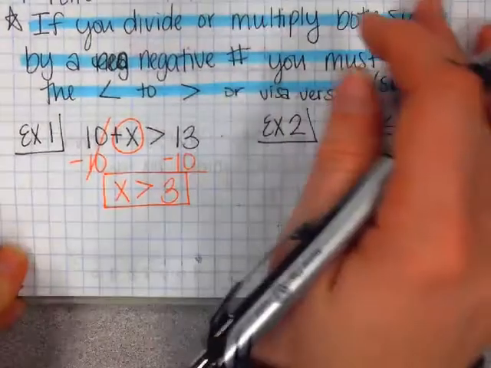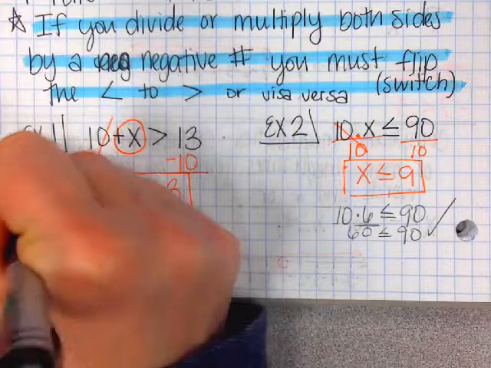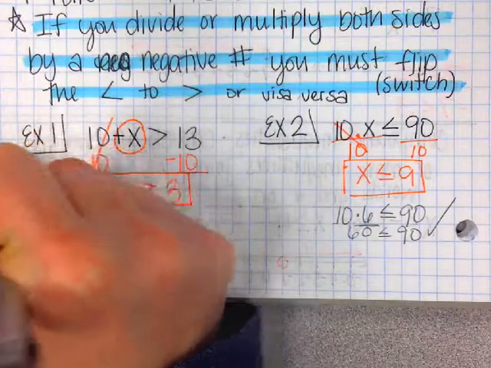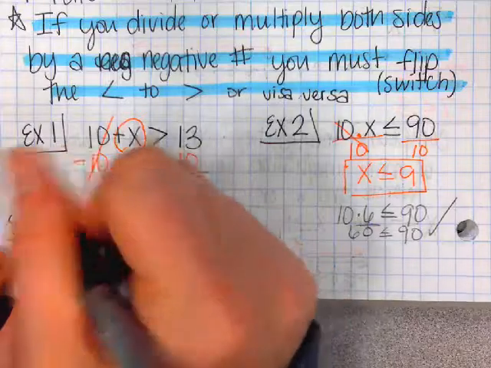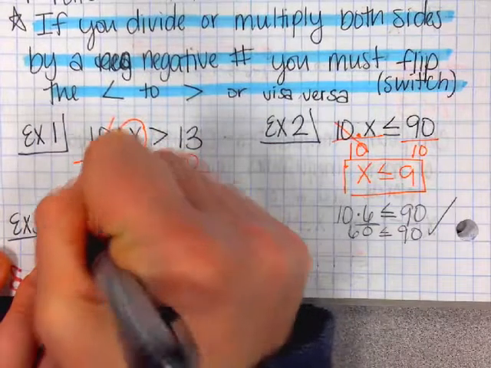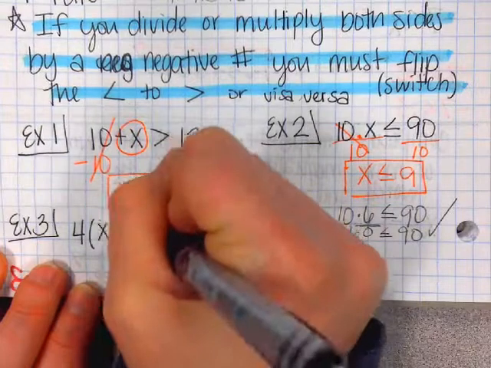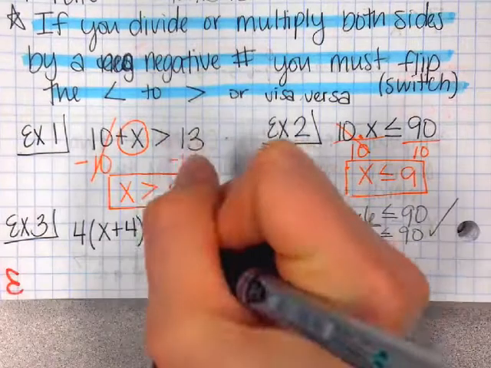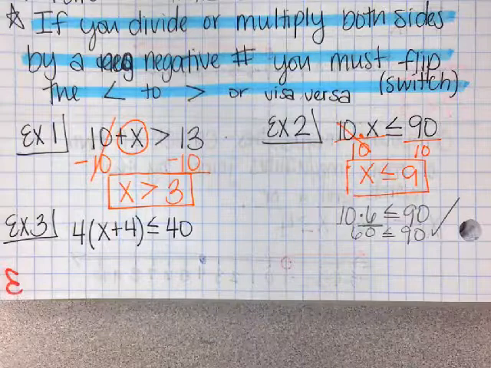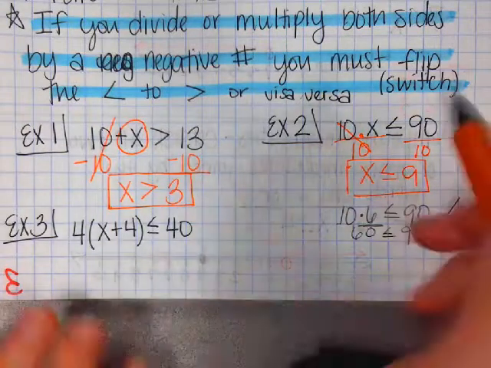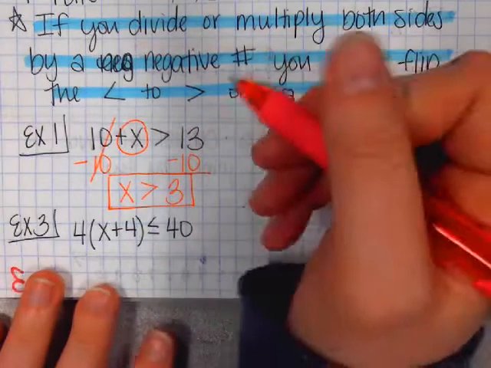Okay, now those were just one step. Now we're going to go ahead and do two-step. So example 3, if I have 4 times x plus 4 is less than or equal to 40. And I'm probably going to run out of room. I didn't think about that. I should have left myself more space, but that's okay.